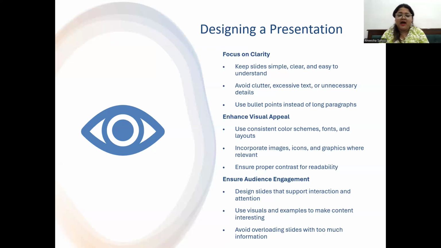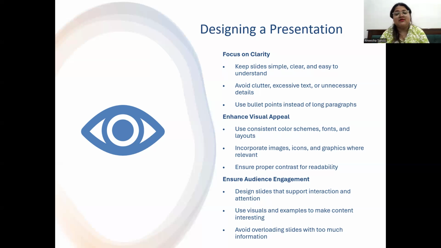Like for the past few lectures, you are seeing the way I am presenting. I am not writing in-depth definitions or a paragraph. I'm always trying to make my presentation simple. I'm using bullet points to make you people understand. Also, my presentations have some graphics, some design, so it will enhance visual appeal.